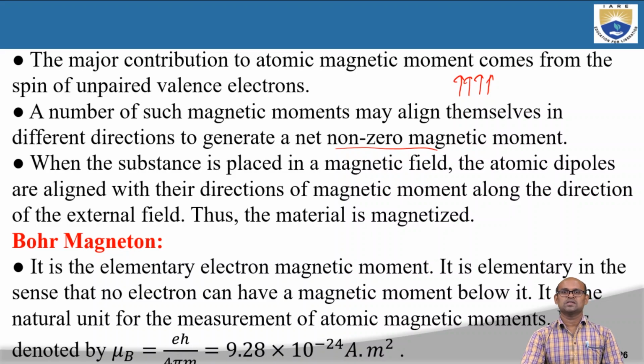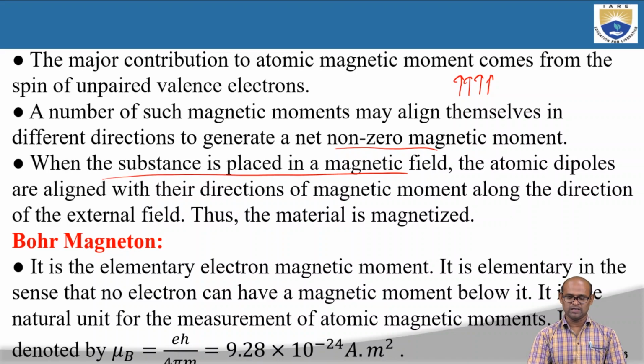When the substance is placed in a magnetic field, the atomic dipoles are aligned with the directions of magnetic moment along the direction of the external field. Thus, the material is magnetized. When we place the material in the presence of a magnetic field, all these magnetic dipole moments are oriented in the direction of the magnetic field, and hence the material gets magnetized.